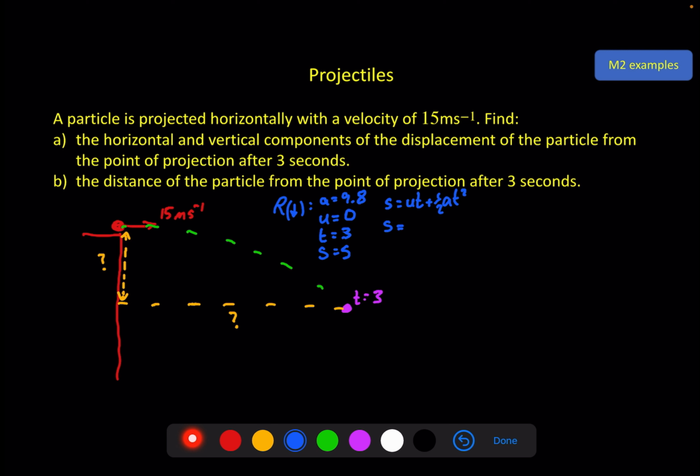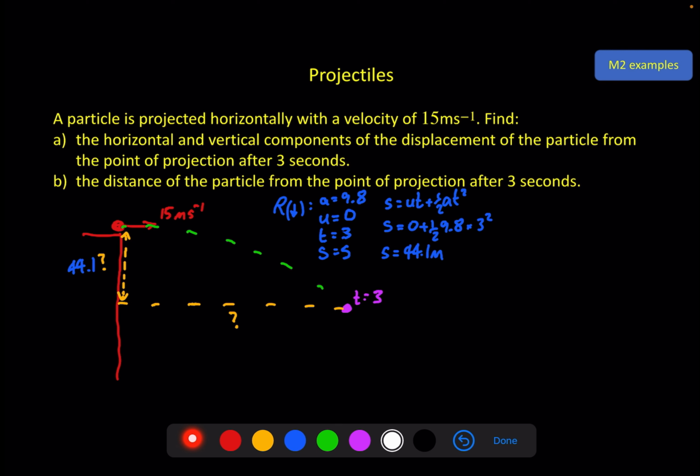Put it all in. We get 0 plus a half times 9.8 times 3 squared, which gives us 44.1 meters for the vertical component of the displacement.